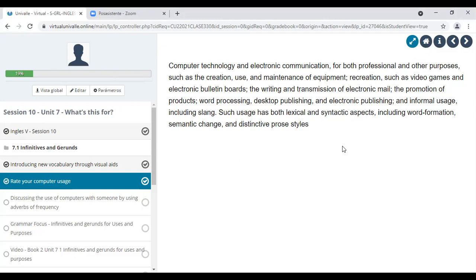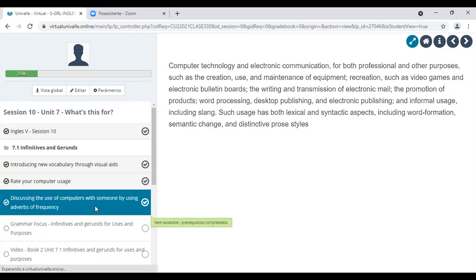In this case, computer technology and electronic communication for both professional and other purposes, such as the creation, use, and maintenance of equipment, recreation, such as video games and electronic bulletin boards, the writing and transmission of electronic mail, the promotion of products, word processing, desktop publishing, and electronic publishing, and informal usage, including slang, such as usage has both lexical and syntactic aspects, including word formation, semantic change, and distinctive prose styles.